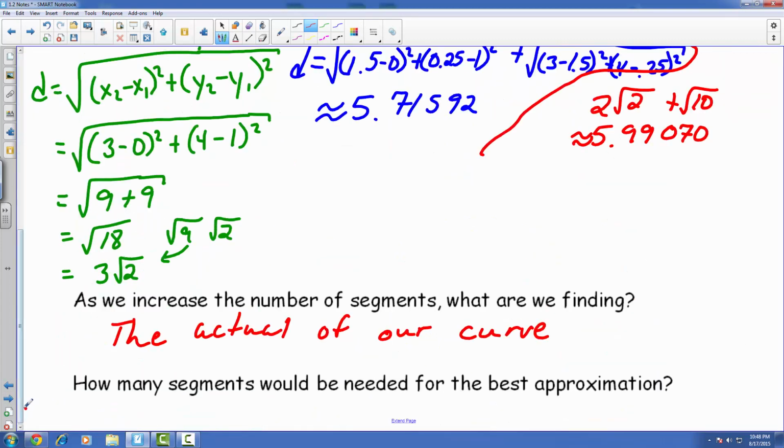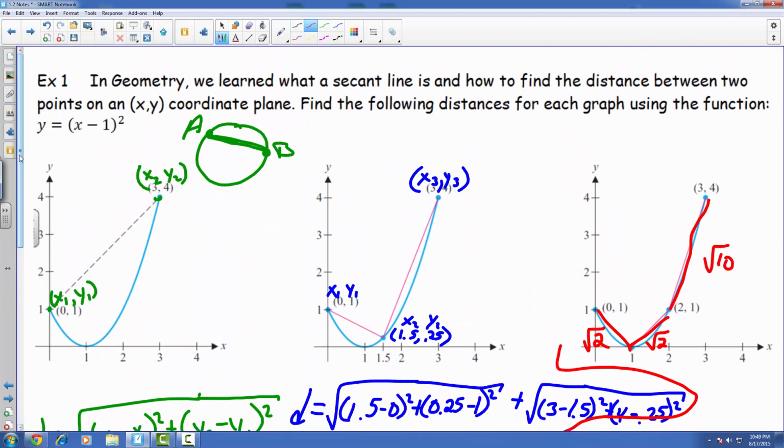Now, finally, how many segments would you have to have for the absolute best approximation? How many would you need? You would actually need an infinite amount of them. And as you increase the number of secants, or number of points, the idea is that you start having the best approximation for your curve. So for this one, as you can see, I'm increasing a lot of little different points, creating those secants, and then you would find a heck of a lot of distances to find an approximation of the distance of the curve.